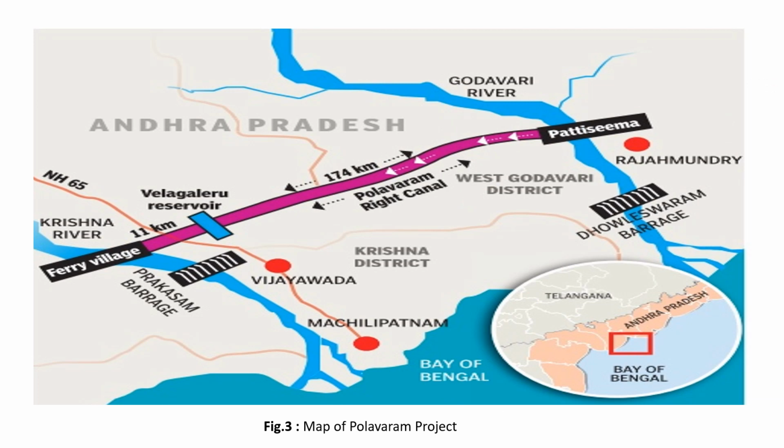This is another image of the map of Polavaram project. So Polavaram right canal has a length of 174 kilometer. This is Ferry Blaze and this is Patti Seema. Okay, and National Highway 65 passing across the canal, which is the right main canal through Godavari River.